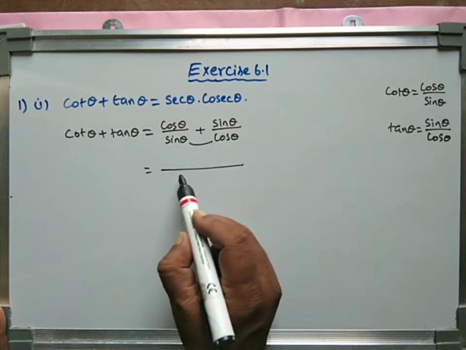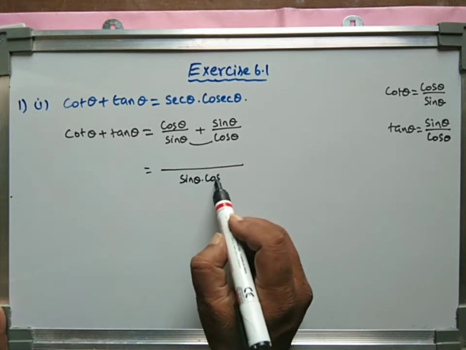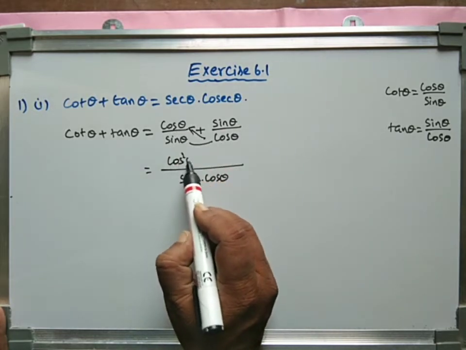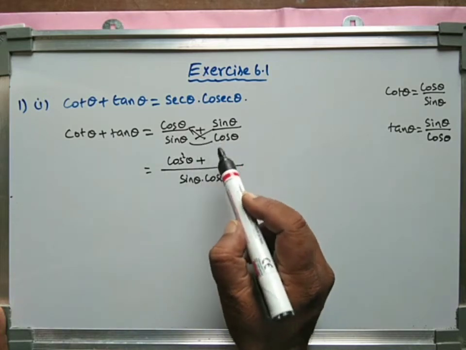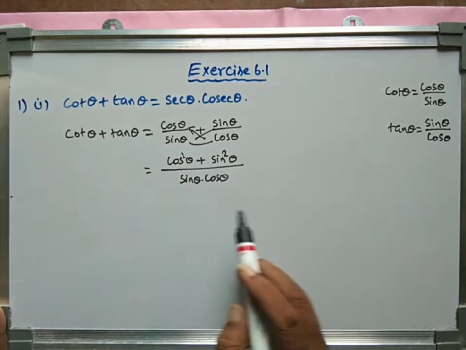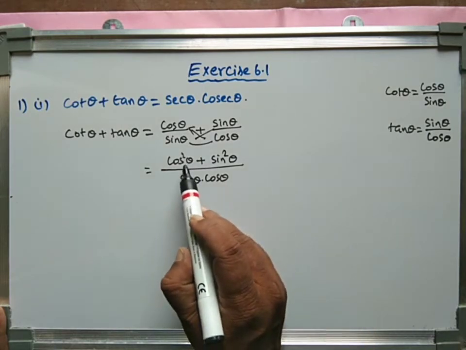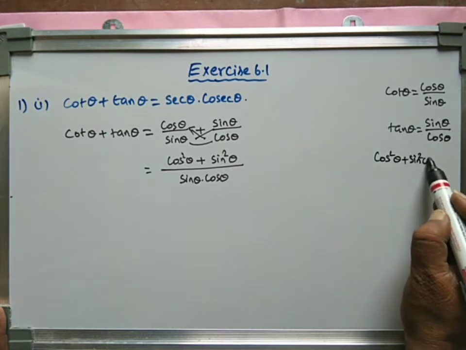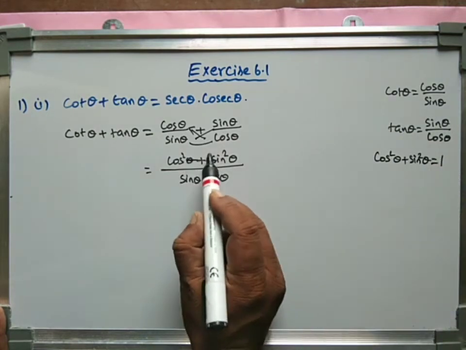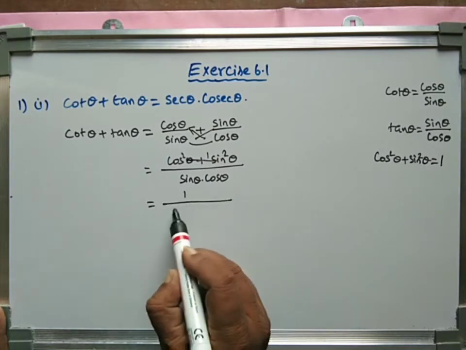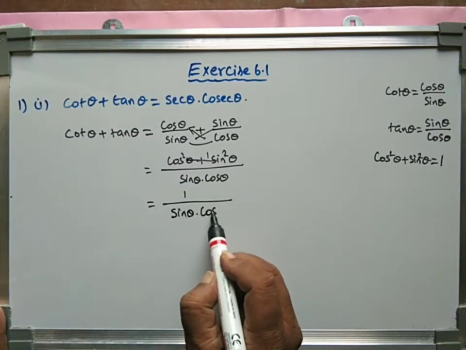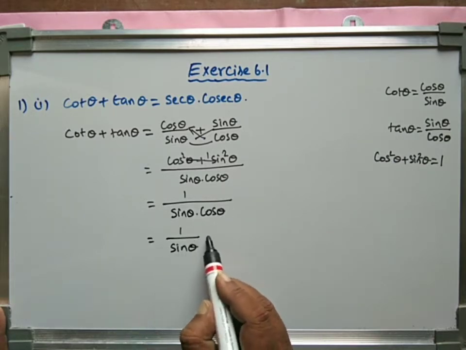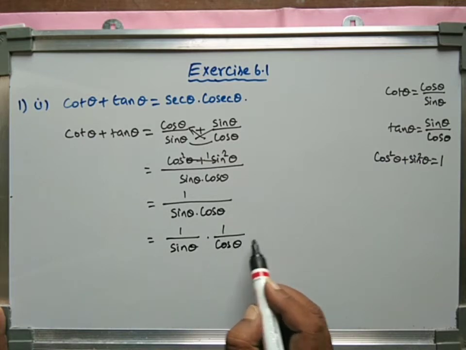Now in denominator we get sin theta into cos theta and in numerator cos theta into cos theta, cos square theta, plus sin theta into sin theta, sin square theta. So in numerator we get cos square theta plus sin square theta and we know that cos square theta plus sin square theta equals 1. Therefore the problem becomes 1 by sin theta into cos theta and this can be written as 1 by sin theta into 1 by cos theta.